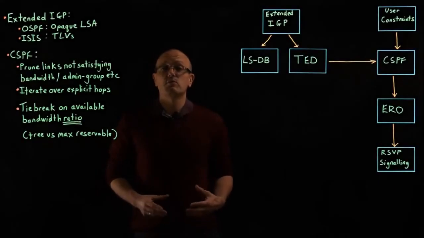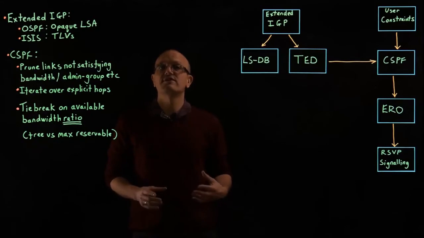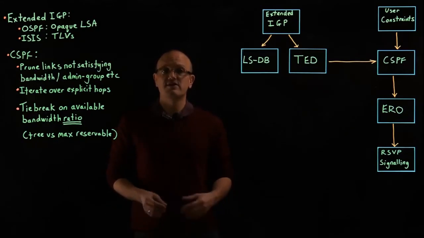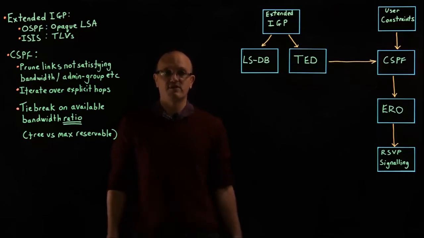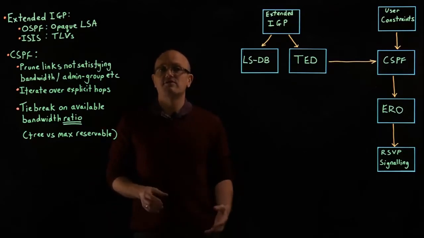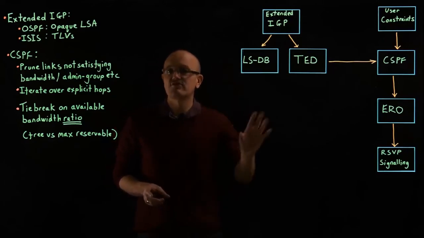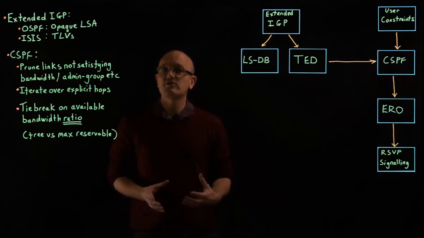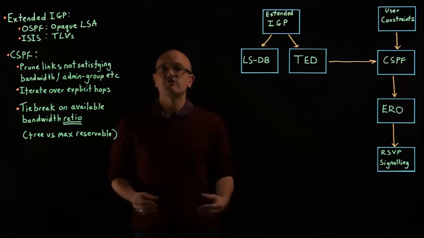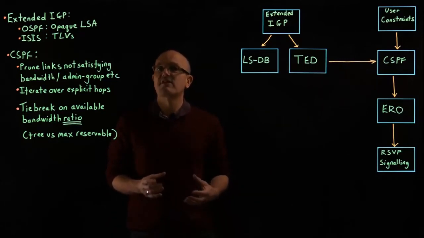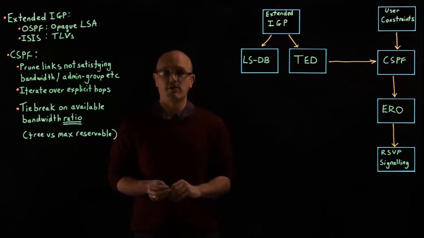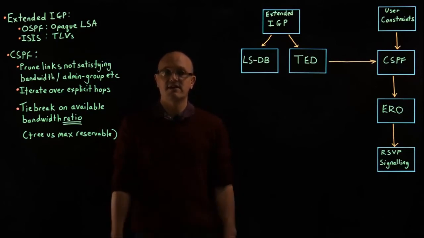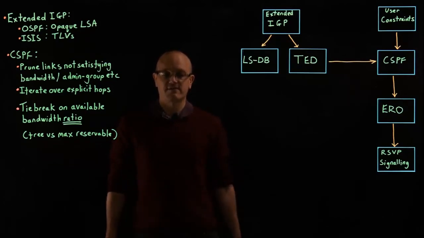In a previous video, we've seen how we can use RSVP to signal LSPs throughout a network. And RSVP can use the explicit route object to specify with great granularity where LSPs should be placed within a network. So it's easy to see how we could use this explicit route object to define specific paths for LSPs through our network.